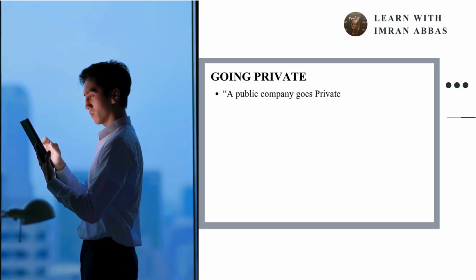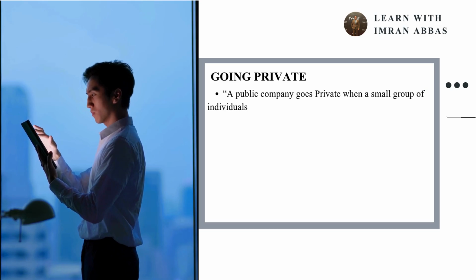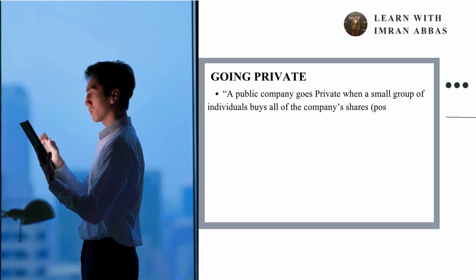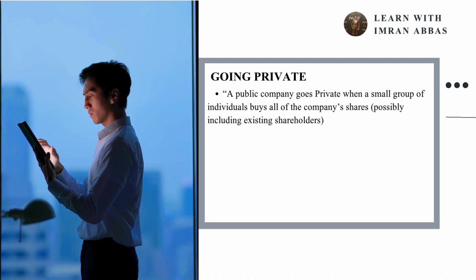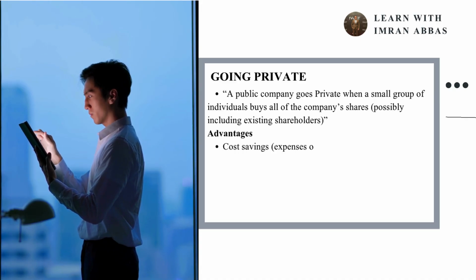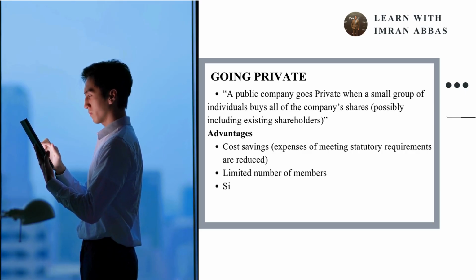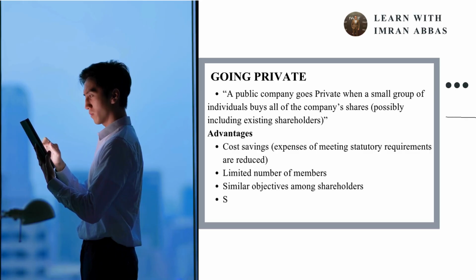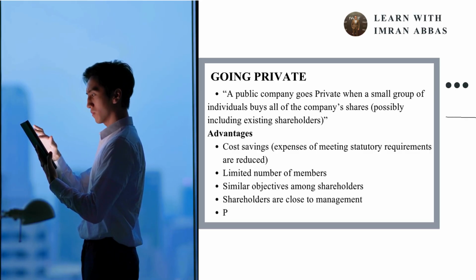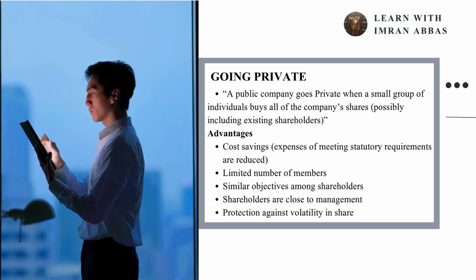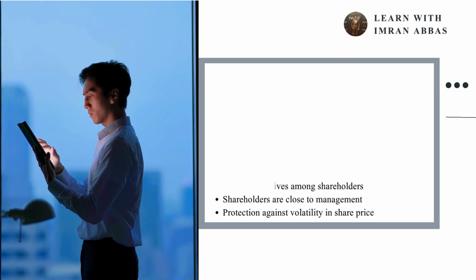Going private. A public company goes private when a small group of individuals buys all of the company's shares, possibly including existing shareholders. Advantages: cost savings, expenses of meeting statutory requirements are reduced, limited number of members, similar objectives among shareholders, shareholders are close to management, protection against volatility in share price.